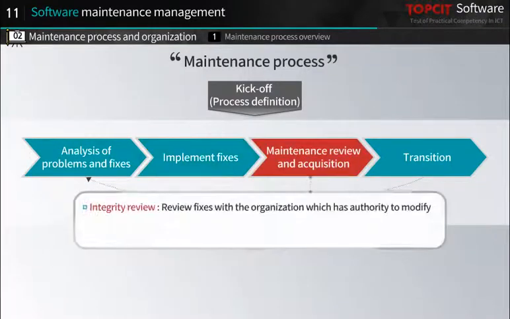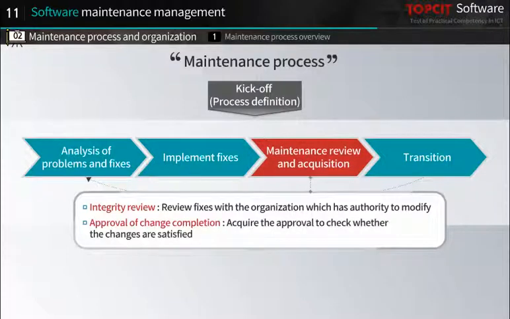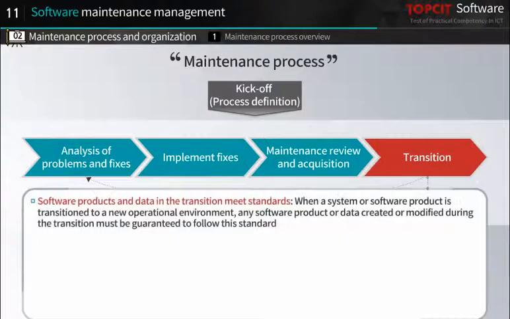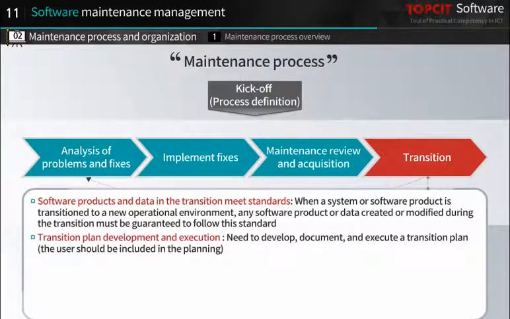In the maintenance review and acceptance phase, you will review fixes with the organization which has authority to modify. Once the review has been completed, they will be approved. During the transition phase, it verifies that the software products and data in the transition meet the standards. So, when a system or software product is transitioned to a new operational environment, any software product or data created or modified during the transition must be guaranteed to follow this standard. You also need to develop, document, and execute a transition plan.